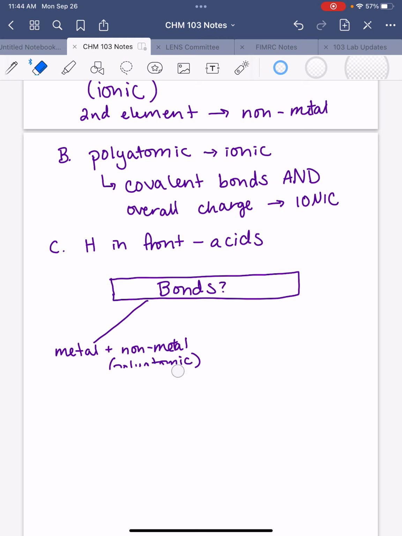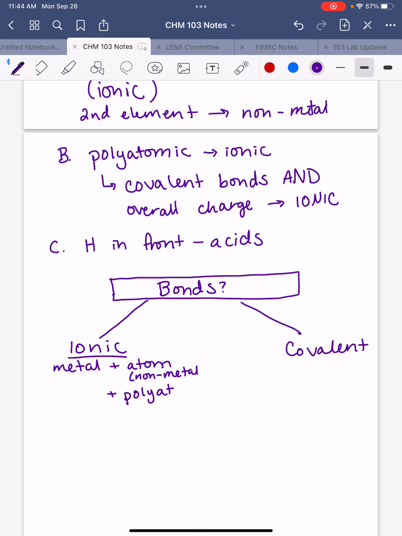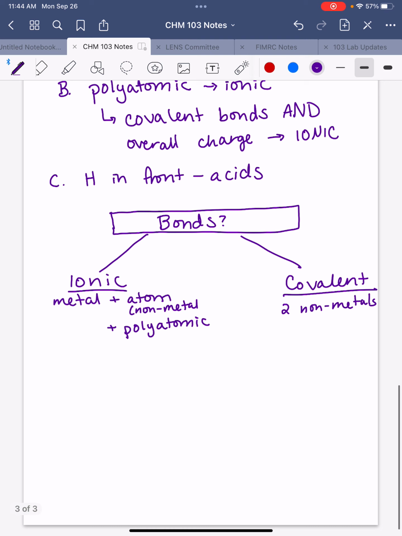So maybe I'll rewrite this a little bit nicer. So we know that there's only two types. There's only ionic and there's covalent. So ionic means metal plus something. That can be another atom, which is a nonmetal atom, or it can be a metal plus a polyatomic. If we have covalent, then we have two nonmetals, meaning we're looking at the right-hand side of the periodic table.